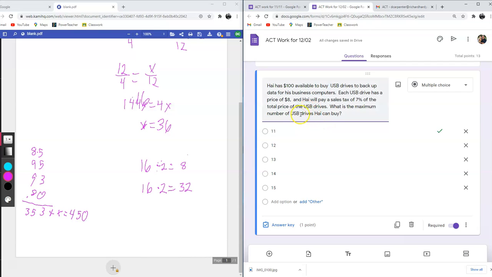All right, so basically what I'm doing is seeing how close I can get. I know 8 times 12 is 96, but if I multiply 96 by 1.07, that's going to push me above $100. So the maximum I can buy is 11.